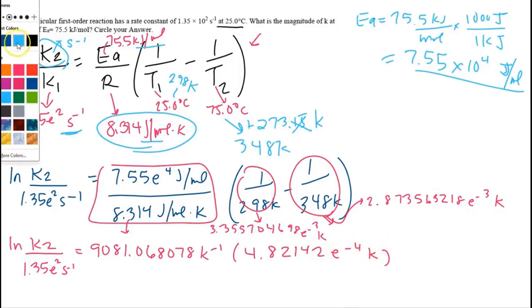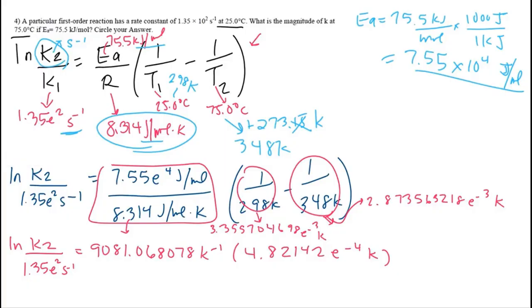And of course, now that I have that, my Kelvins are going to cancel. And so we just keep on continuing with the math, right? I'm going to have my natural log of K2 divided by 1.35 e to the 2 seconds to the minus 1. When I multiply these numbers together, a small and a large number, I get 4.37836242. No units.